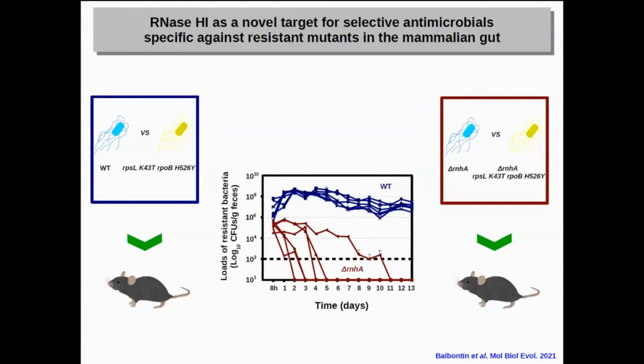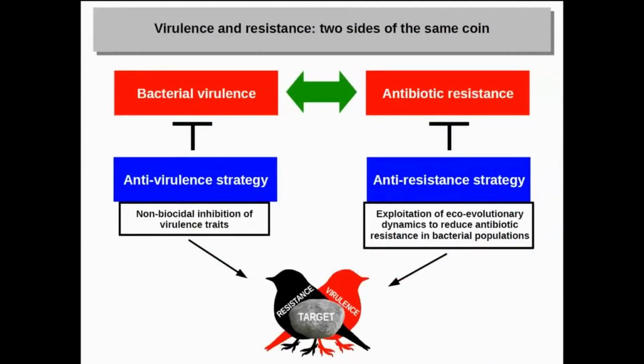So we did the same experiment. In this case, we took a mutant that it was known in the lab that colonizes the mice effectively, and we did a competition 1-to-1, and we saw that in the presence of RNase mutants, resistant and susceptible bacteria coexist. In the absence, resistant bacteria fall dead. So then we have an interesting target, but also the resistant threat has two sides.